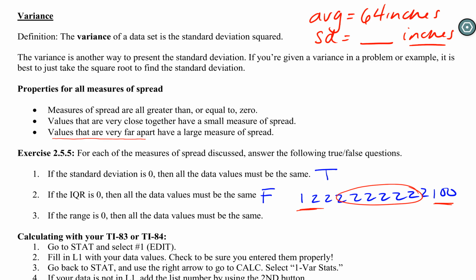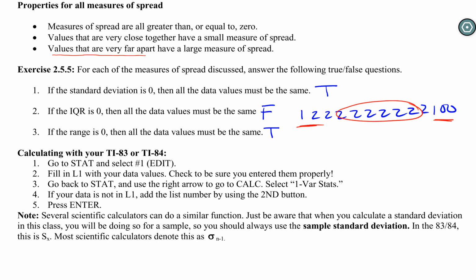The last one here, if the range is 0, then all the data values must be the same. This is true. Your range is your max minus your min. If things are in order, the only way the max and the min are the same is if everything is the exact same, right? Think of this previous example. There's no way that you can write a little data set where that is not true.